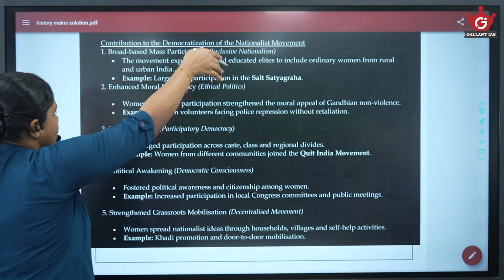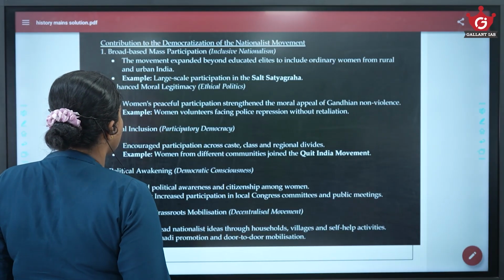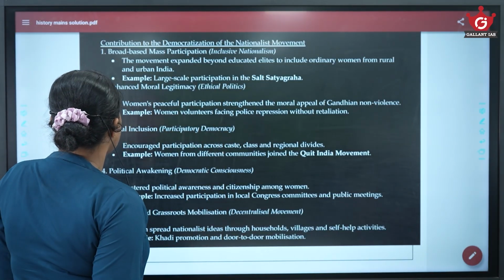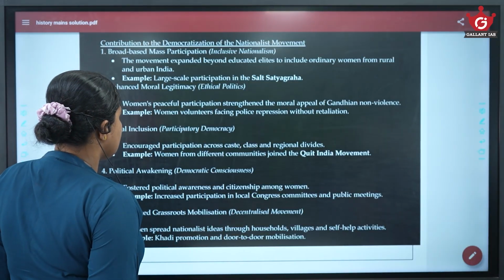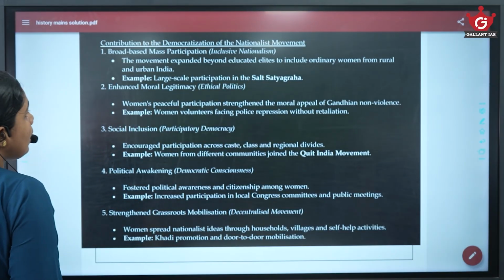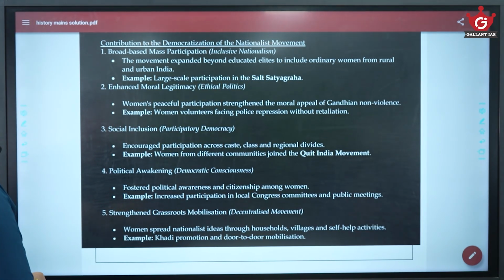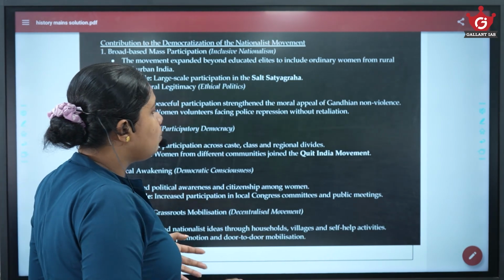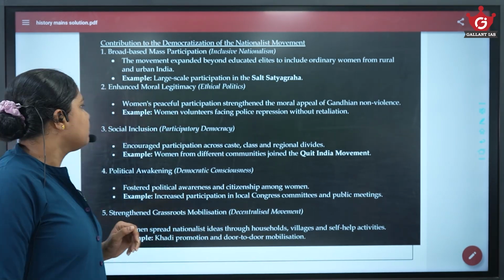Broad-based mass participation, which we call inclusive nationalism. There was large-scale participation and they enhanced moral legitimacy, that is, ethical politics. For example, women volunteers facing police oppression without retaliation. Under Gandhi, women were more involved in the Indian freedom struggle.